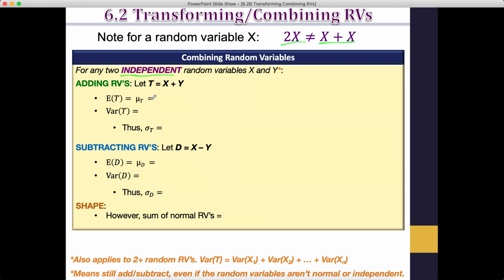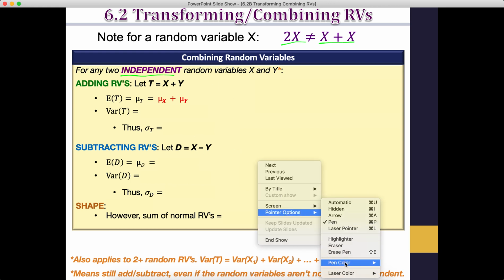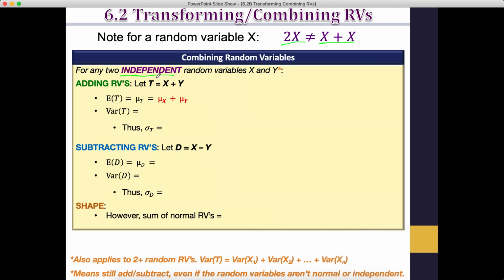Let's talk about how we would expect that to affect the mean of t. How would t's mean relate to x's and y's means? Well, it'd be their sum. I don't think that one's too hard to imagine. The variance, though, that's kind of the big deal here. The variances are going to add. The variance of t is going to be equal to the variance of x plus the variance of y.